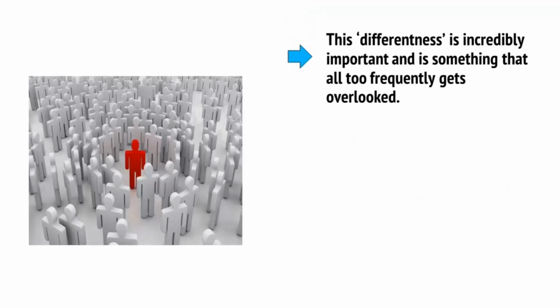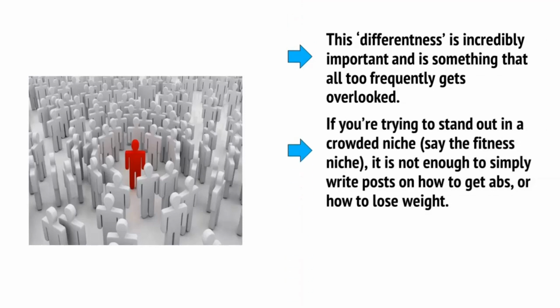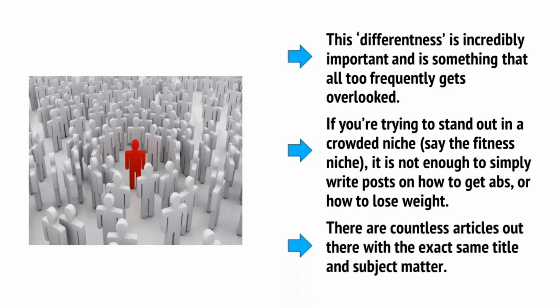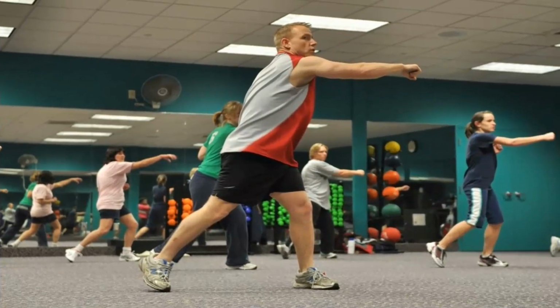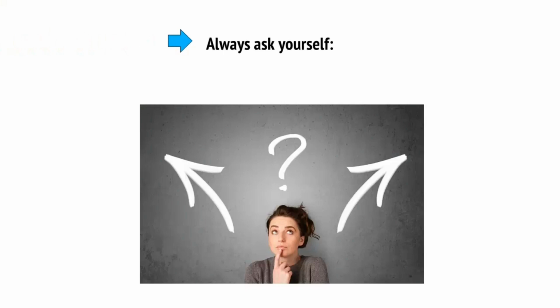This differentness is incredibly important and is something that all too frequently gets overlooked. If you're trying to stand out in a crowded niche, say the fitness niche, then it's not enough to simply write posts on how to get abs or how to lose weight. There are countless articles out there with the exact same title and subject matter. Instead, you need to concentrate on offering something that will be different, which might mean writing about an entirely new training method, or it might mean writing about something that examines the psychological motivation to train. Always ask yourself, would you read that content?